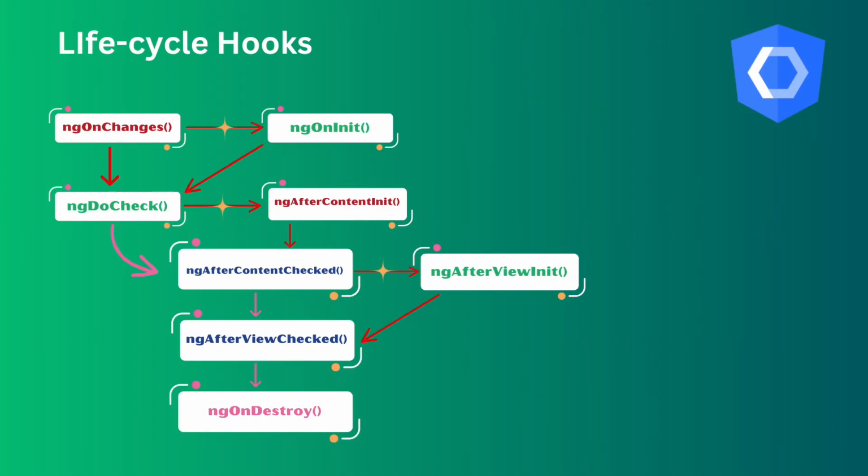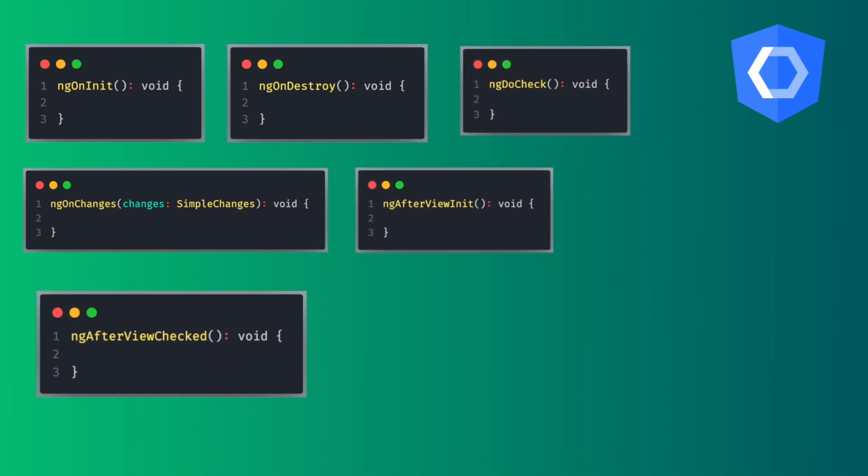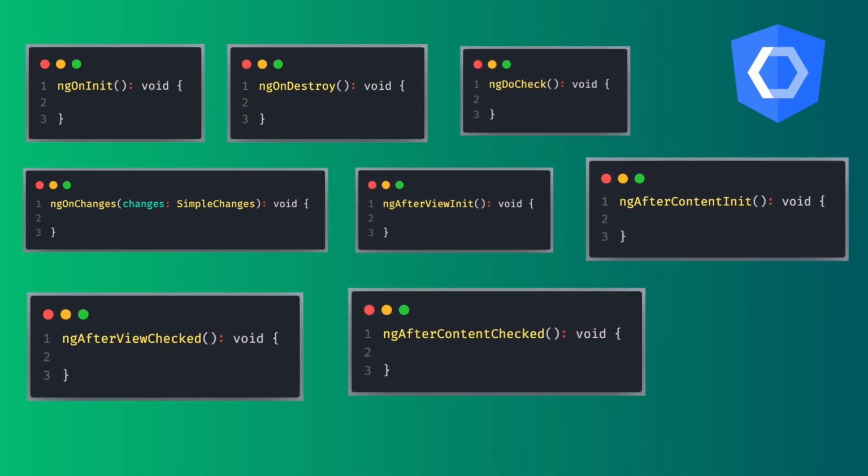Angular components have a life cycle, and you can tap into various points in the application lifecycle. These hooks allow you to perform actions at different stages, such as initialization, content projection, and destruction. Understanding lifecycle hooks is crucial for managing the behavior of your application.